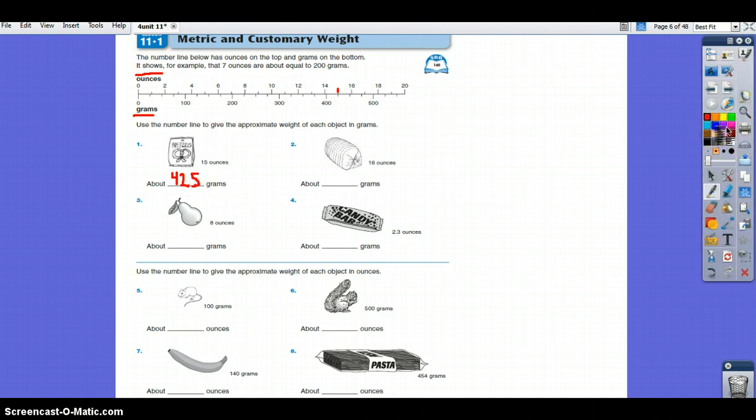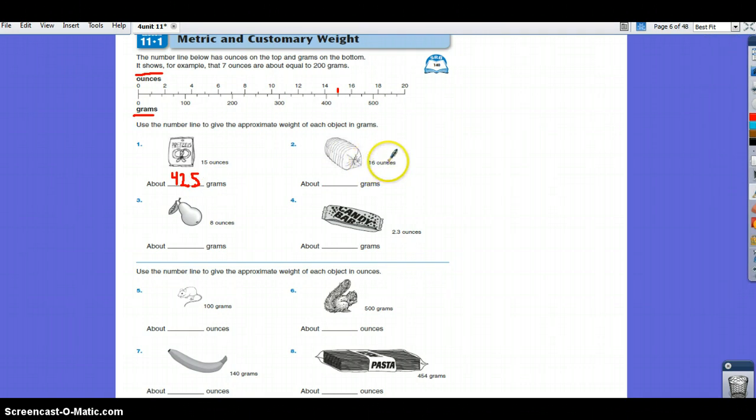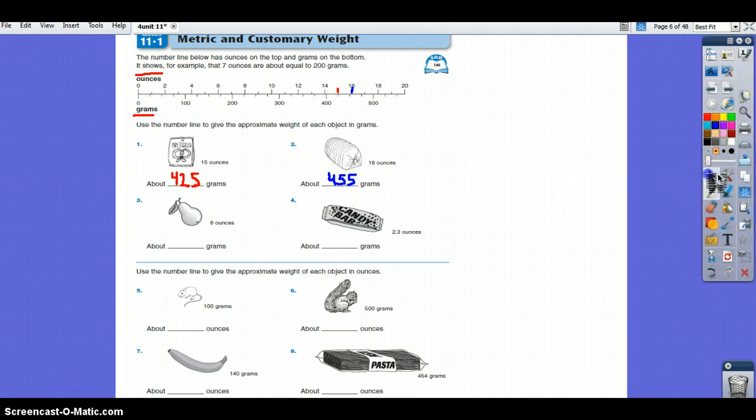Again, for the next one, it's telling you that the loaf of bread weighs 16 ounces, or 1 pound. So about how many grams is that? Somewhere around 455. So you're going to need to use this number line to answer the rest of your questions. Then make sure you go check it in the answer key.